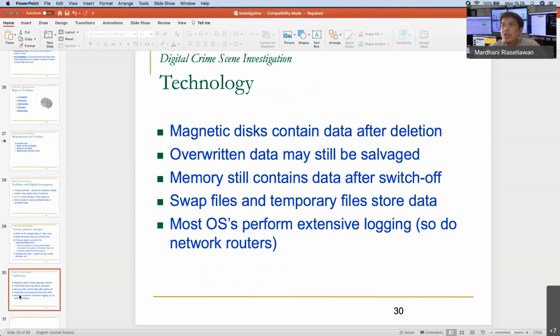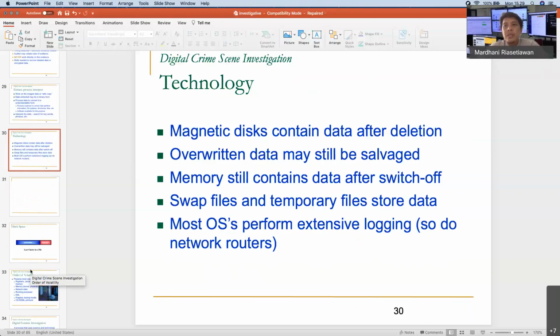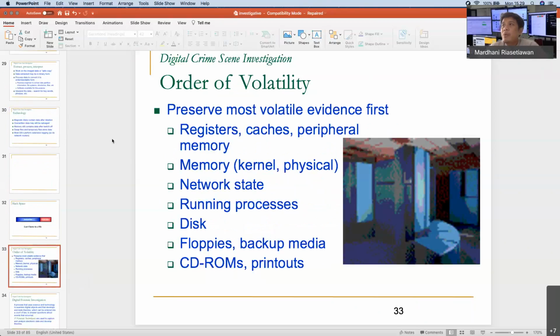The technology itself is very unique because we deal with technology development that is not easy to handle. Sometimes data can be stored on a magnetic disk, on an SSD, in the cloud, and so on. So we need to deal with a lot of this. For example, we can look at data in the registers, in the cache, peripherals, memory, network state, running processes, maybe disk, and also in printouts.